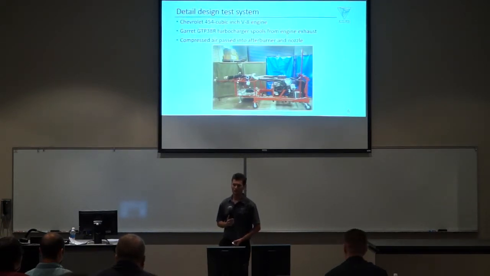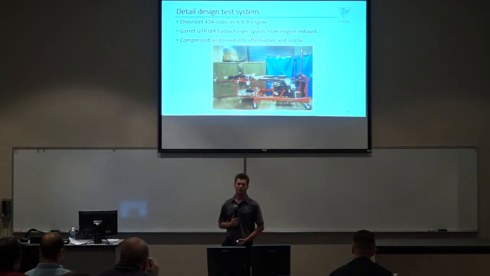Pictured here is a completed picture of the rig we've created. It's got a custom air source that consists of a Chevrolet big block V8 engine, Garrett turbocharger. That combined air is passed into our afterburner and nozzle sections to create the mass flow that we require.